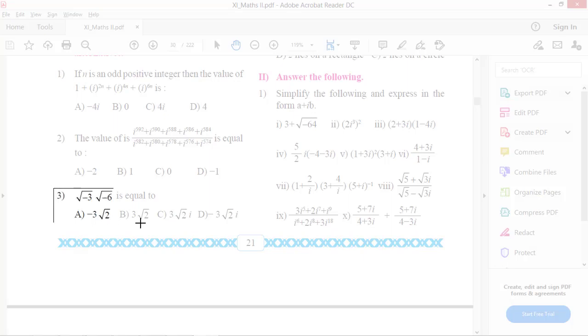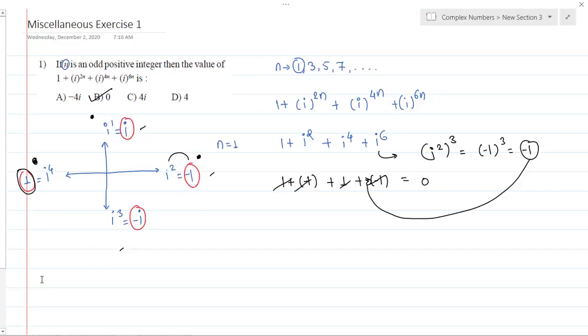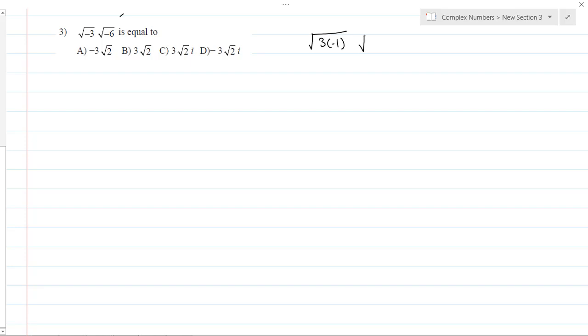It's again a very simple one. Root of minus 3 into root of minus 6 is equal to what? Root of minus 3 we can write as root of 3 into minus 1, and minus 6 can be written as 6 into minus 1. So this becomes root of 3, root of minus 1 is i, and root of 6 as it is, and root of minus 1 is again i. So this is root of 6 and 3, which is root of 18, and we have i square.